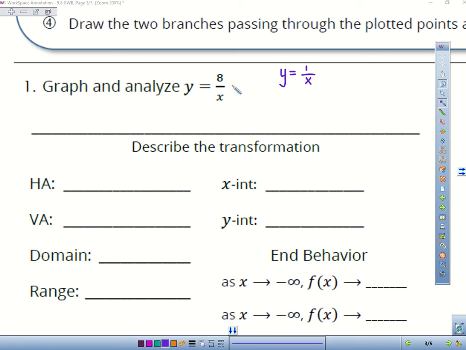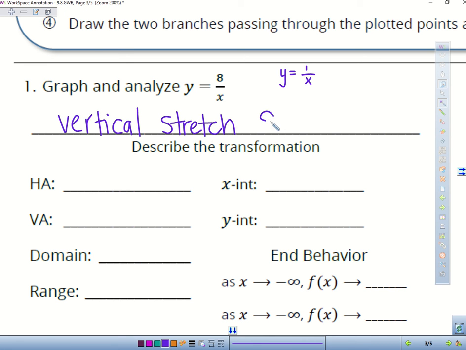If it's greater than 1, it's a vertical stretch. Good. So the only transformation on this particular graph is a vertical stretch by a factor of 8. And if it were negative, it would also be a reflection, but it's not. So there's no reflection occurring here.